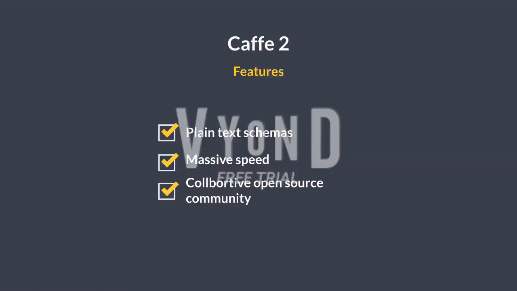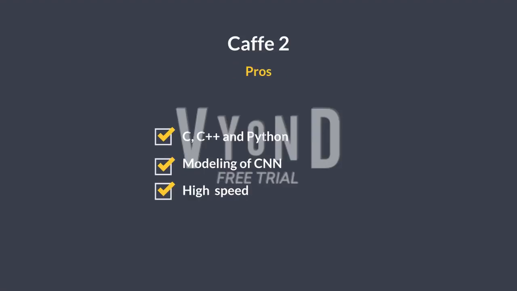Features: all of its models are written in plain text schemes, offers massive speed and highly efficient work since it is already preloaded, an active open source community for discussion and collaborative code. Pros: interlinking C, C++, and Python. It also supports the modeling of CNN. Efficient when computing numerical tasks due to its speed.